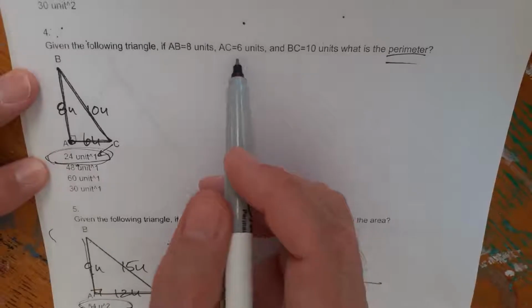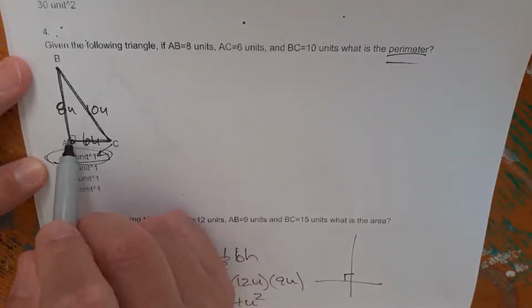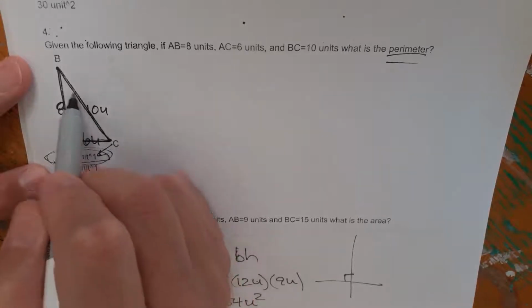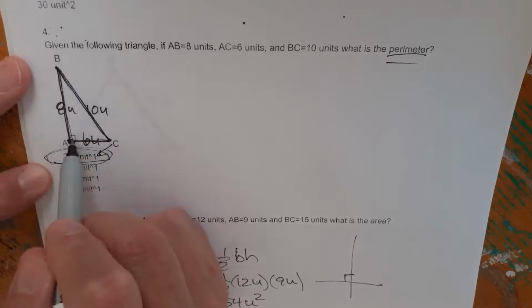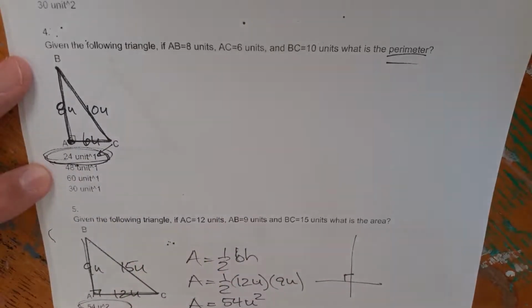All right, given the following triangle, it's the same thing. It's 8, 6, and 10. What's the perimeter? Just add up the distance around the length, around the outside. So 6 and 10 is 16, plus 8 is 24. 24 units to the 1 power. All right?